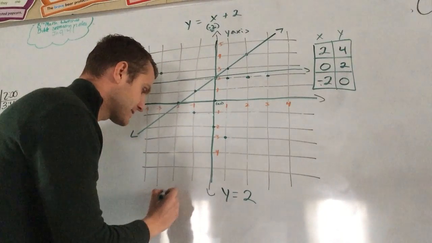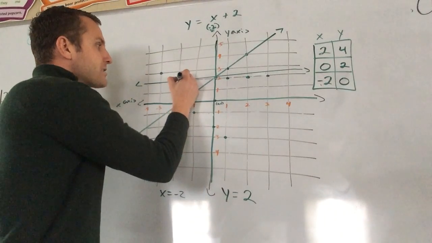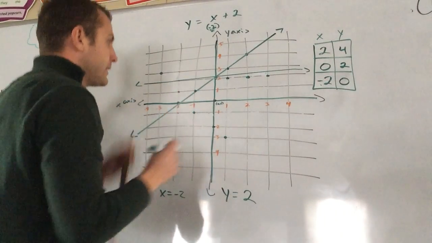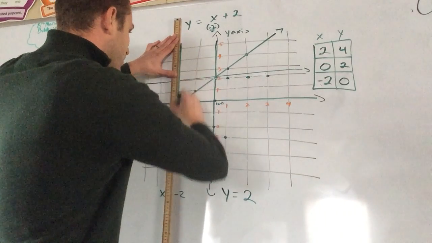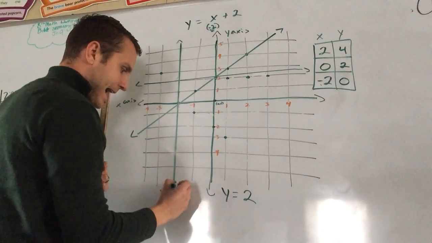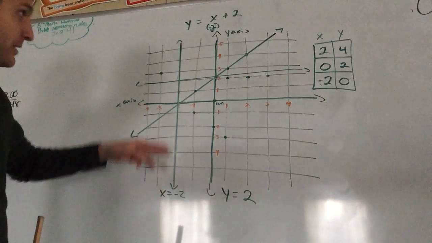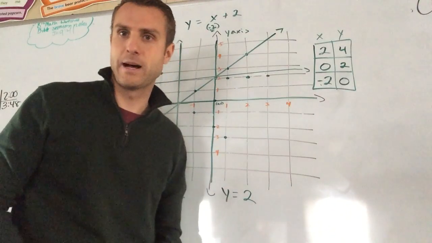How about if I have x equals negative 2? Well, that means no matter what y is, x is always negative 2. If x is always negative 2, that means I have a vertical line going through my x-axis. So this would be x equals negative 2. This would be y equals positive 2.